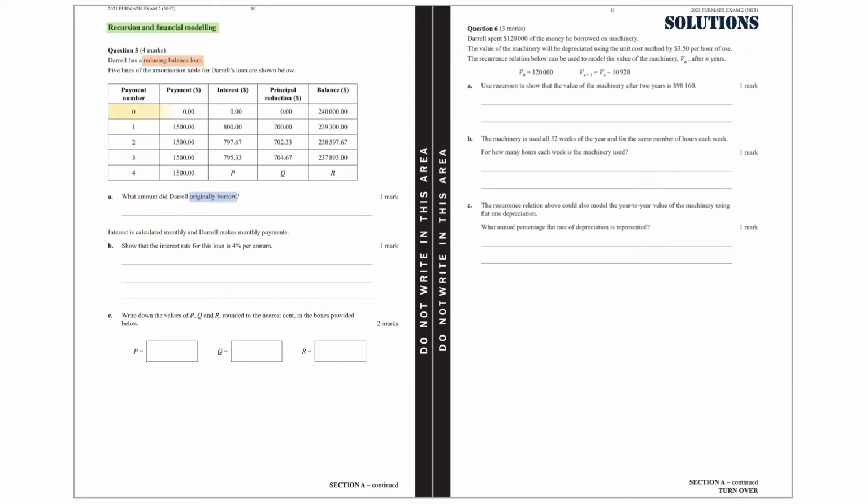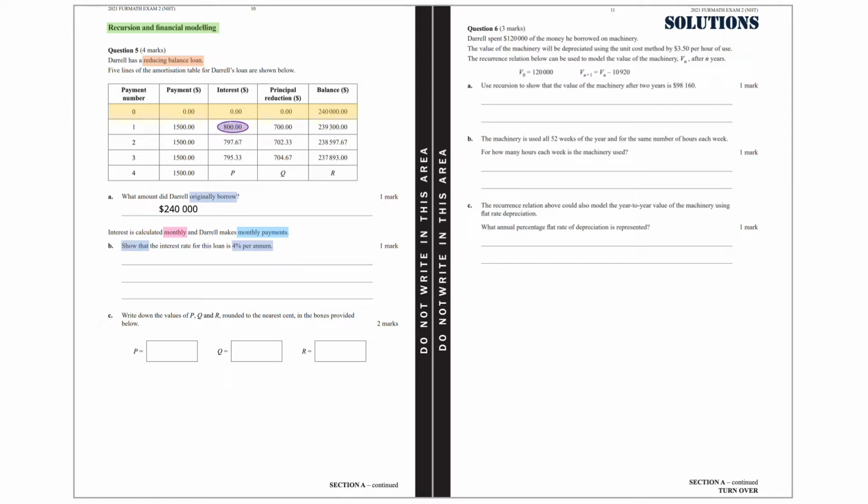From the first line of the amortization table, we can see that he borrowed $240,000. Interest is calculated monthly, and Daryl makes monthly payments. Part B. Show that the interest rate for this loan is 4% per annum.